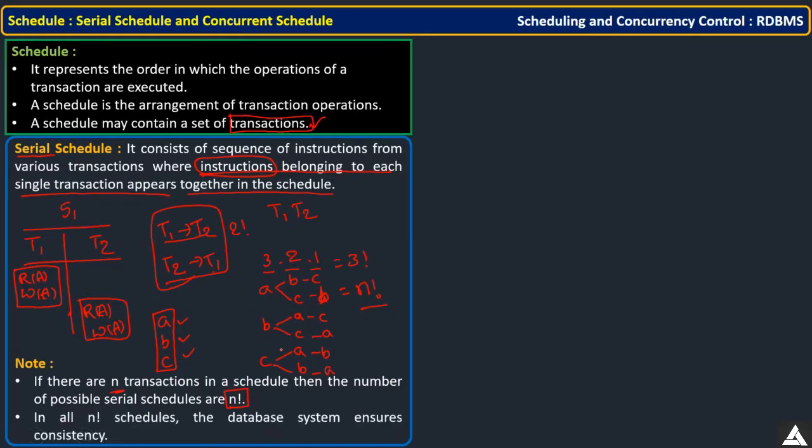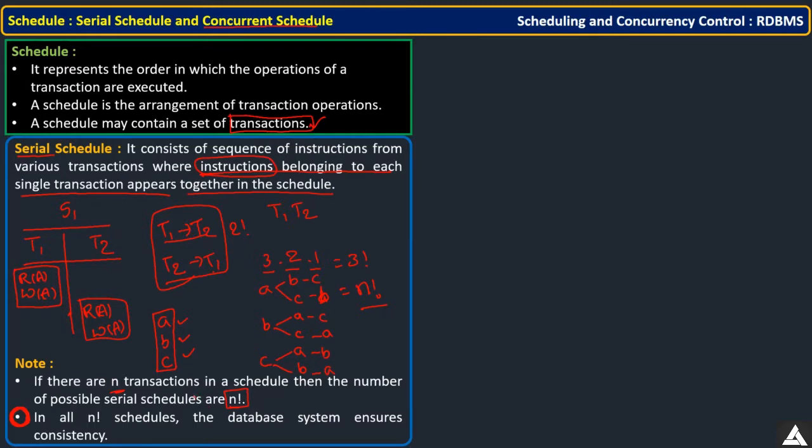And one very important thing is the difference from the serial schedule, and for the next part we are going to discuss that in all n factorial schedules, the database system ensures consistency. Very, very important point, this one. Serial schedules are recommended because their outputs are always consistent. Leaving the database in a consistent state is one of the ACID properties that you have to ensure, and serial schedules are always guaranteeing that.